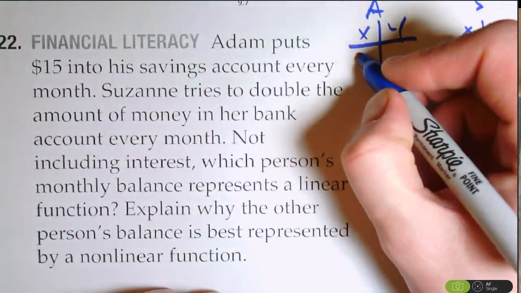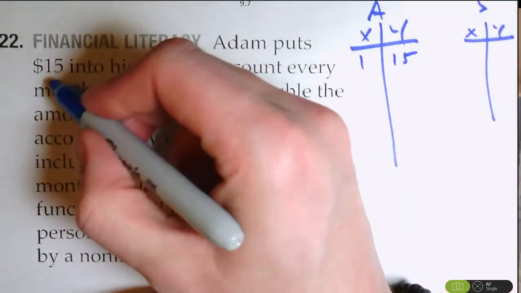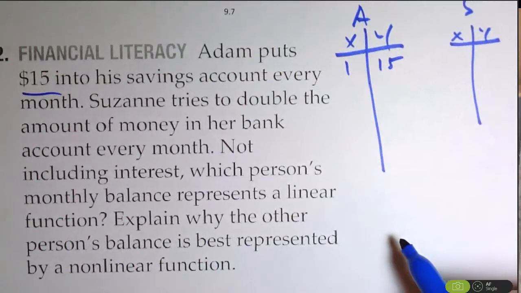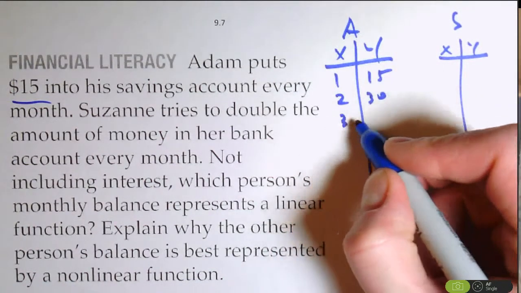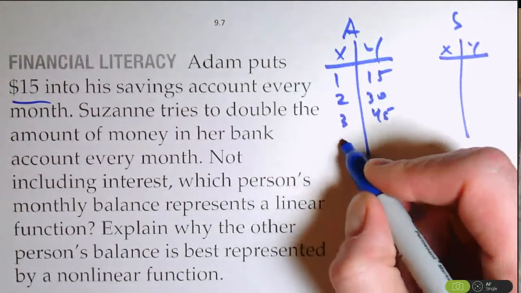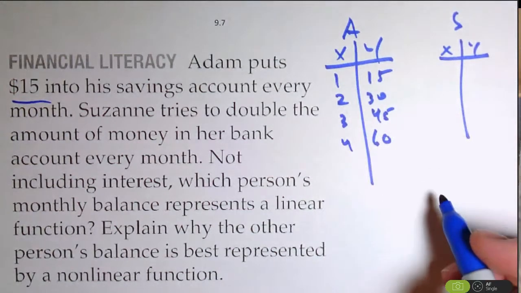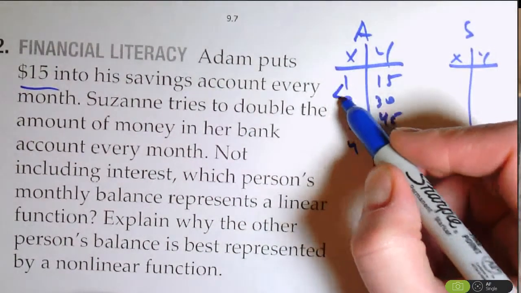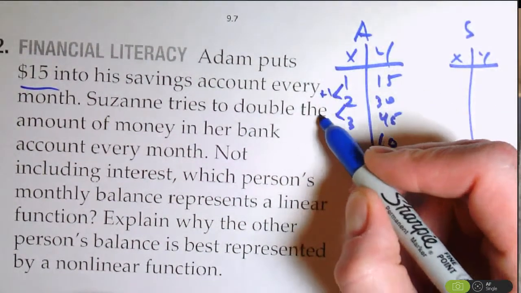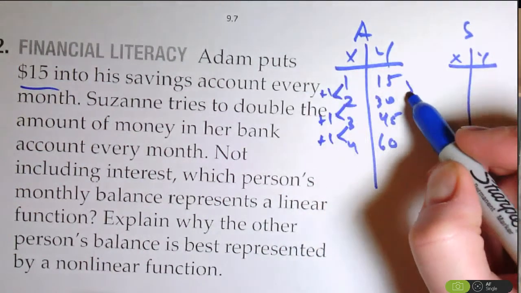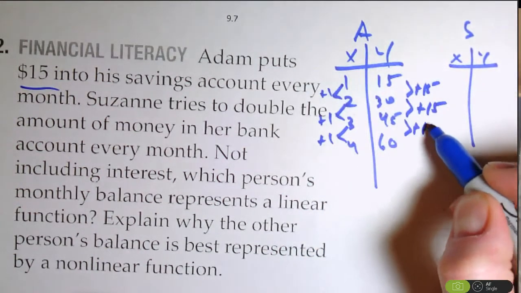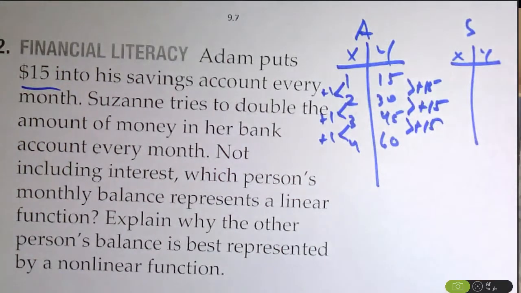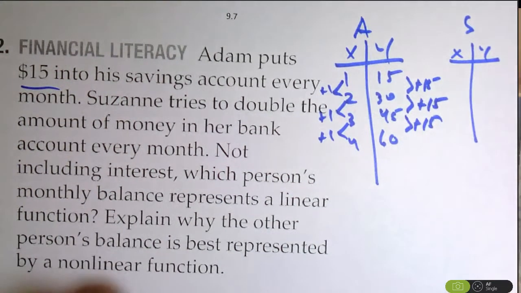So after 1 month, Adam has $15. And he's going to put $15 in there every single month. So it means add another 15, 30. Add another 15, 45. Add another 15, 60. That's enough to get the idea that I'm adding 1 each time to the months. I'm adding 15 to the money. Okay. So that's linear. So Adam is linear.